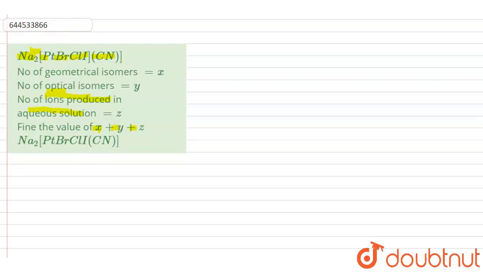So first of all, this given compound is a sodium salt. It will break into 2 Na plus, and with that the platinum complex [PtBrClI(CN)] 2 minus. This bracketed part is the coordination sphere, which is the anionic sphere, and the sodium is the cation.